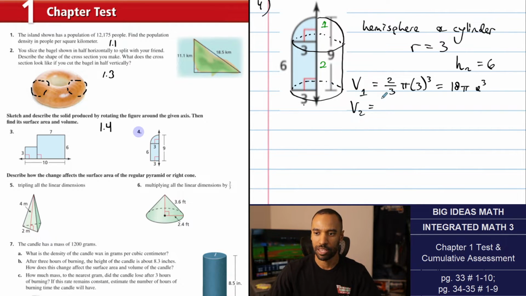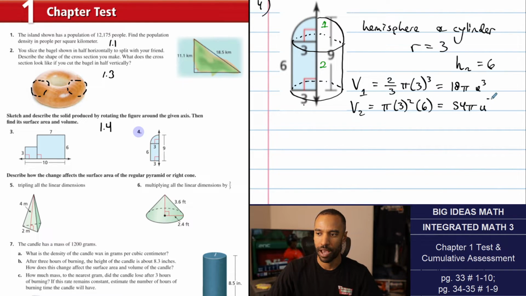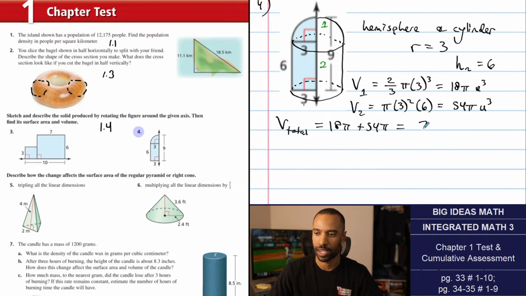Object 2 is area of base times height. We got pi times radius squared times 6. 3 squared is 9, times 6 is 54. We get 54 pi cubic units there. And the volume of the total will be 18 pi plus 54 pi. Look at that. No calculator needed thus far.